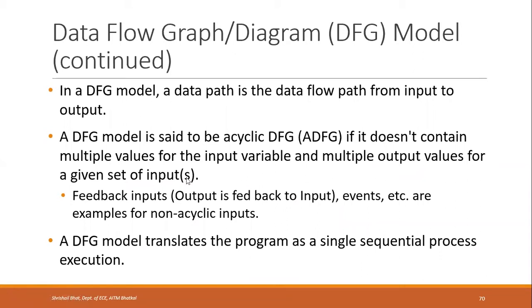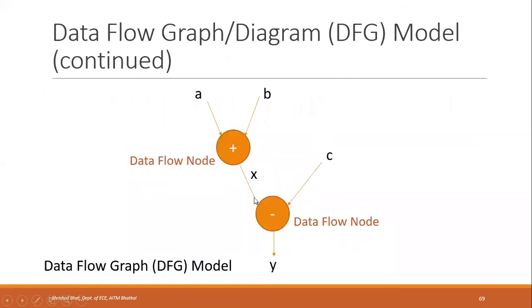So a DFG model is said to be acyclic if it doesn't contain multiple values for the input variable and multiple output values for a given set of inputs. The feedback inputs, events, etc. are examples of non-acyclic inputs. Suppose this input is fed back to the output. If output is fed back to the input, then they are called cyclic or non-acyclic.